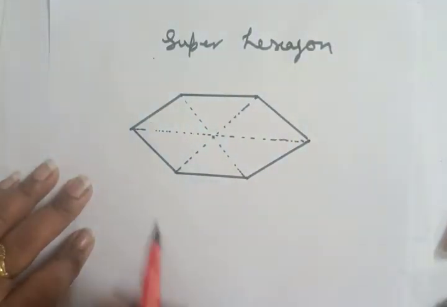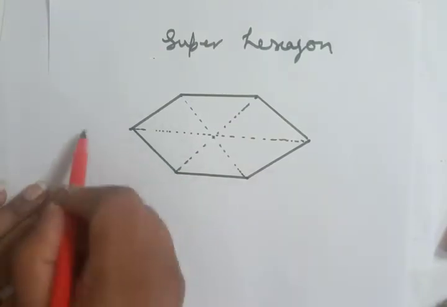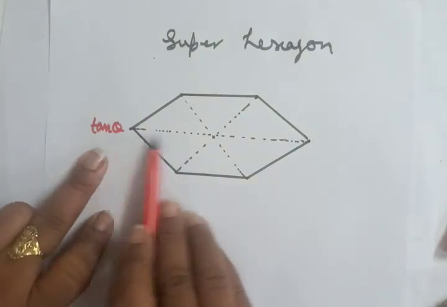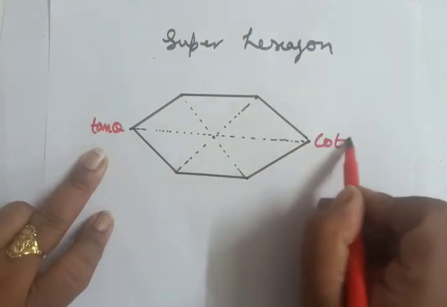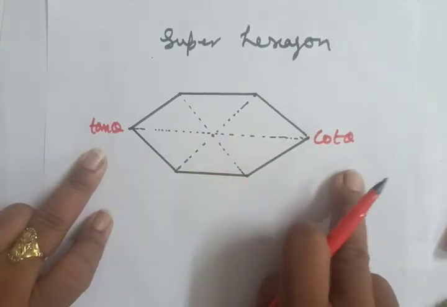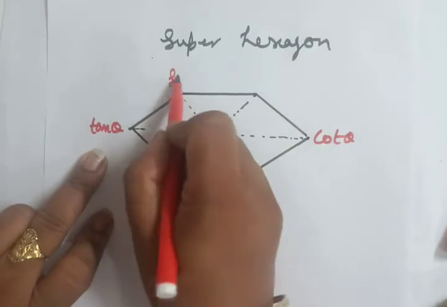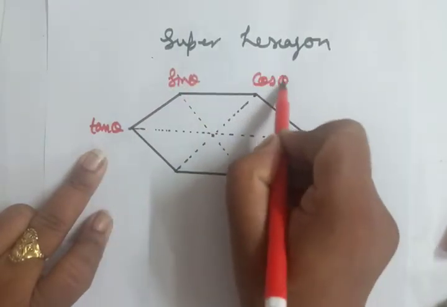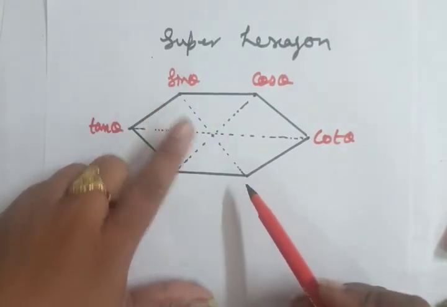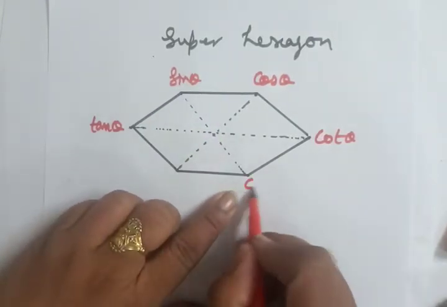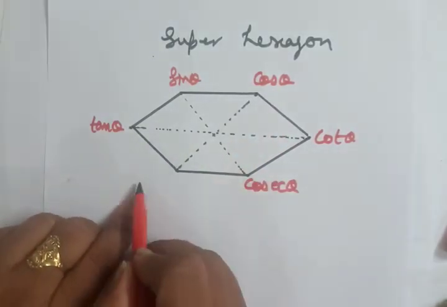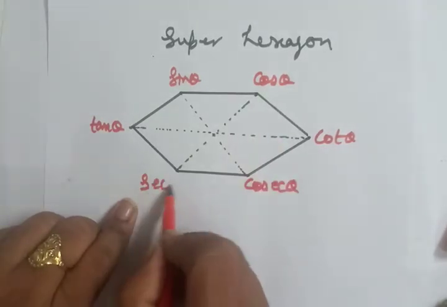First of all, you have to write here tan theta. Now what is the reciprocal of tan theta? Tan theta is related with cot theta: tan theta is equal to 1 upon cot theta. And here you will write sin theta, and here you are going to write cos theta. So what is the reciprocal? 1 upon sin theta is equal to cosec theta, and 1 upon cos theta is equal to sec theta.